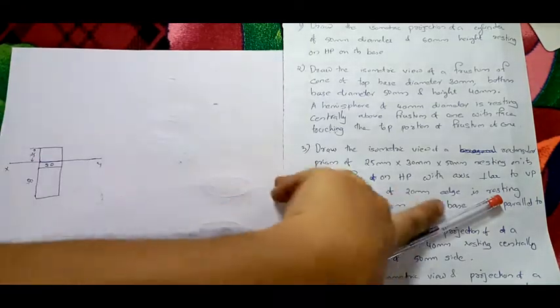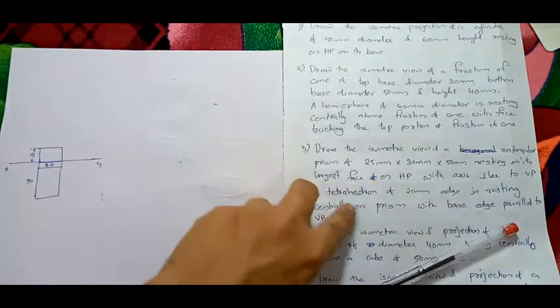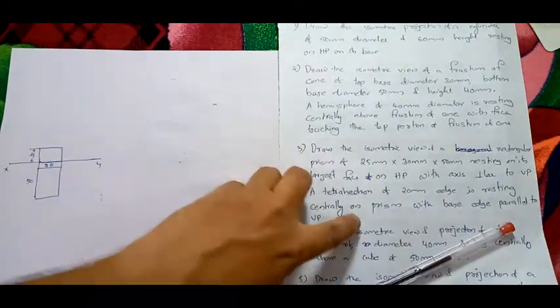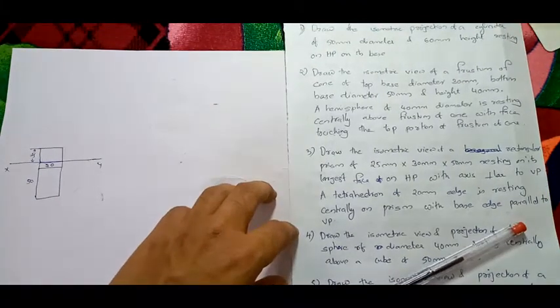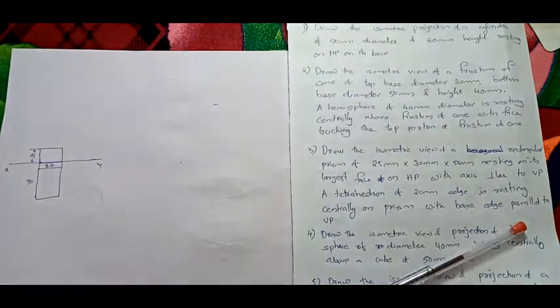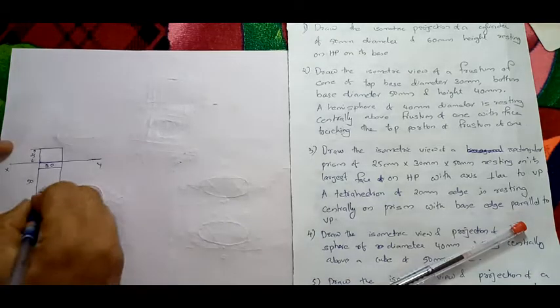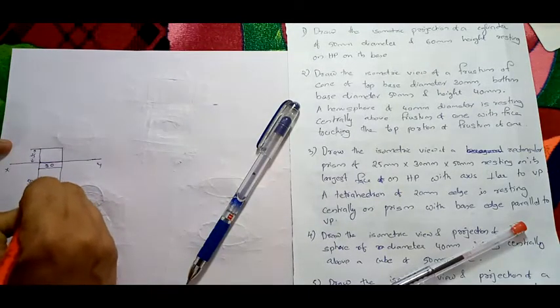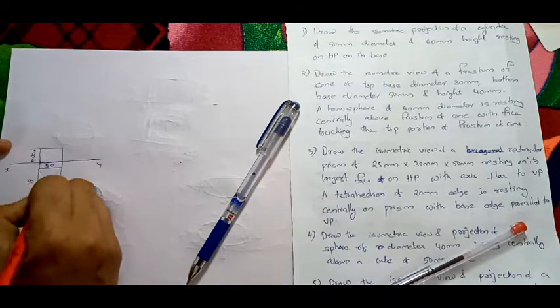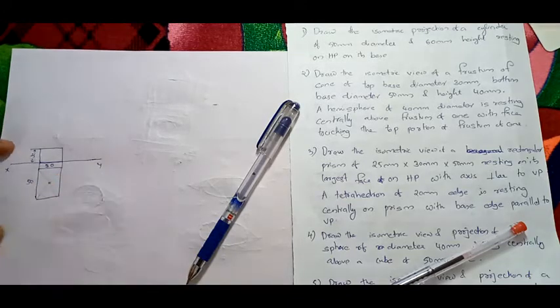Now a tetrahedron of 20 mm edge. A tetrahedron of 20 mm edge is resting centrally on the prism with the base edge parallel to VP. Now you will see, resting centrally means you have to find the center, right? So I will be drawing the diagonals in order to obtain the center. So this will be my center.